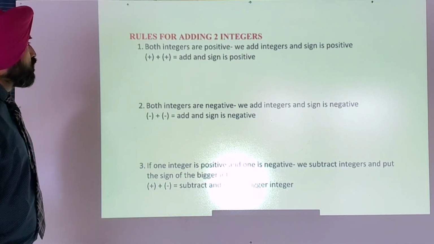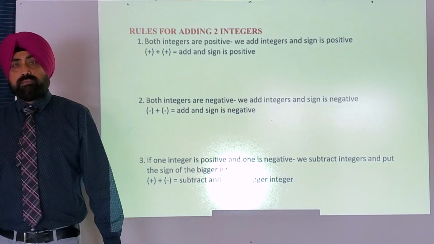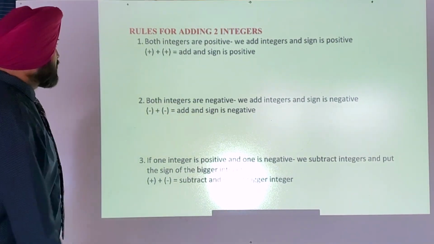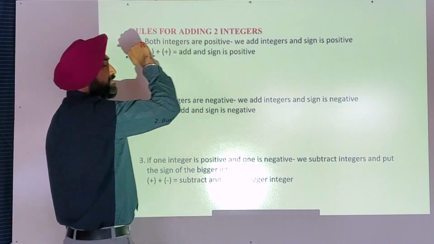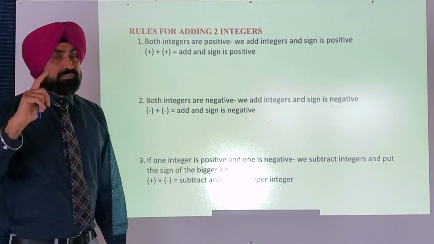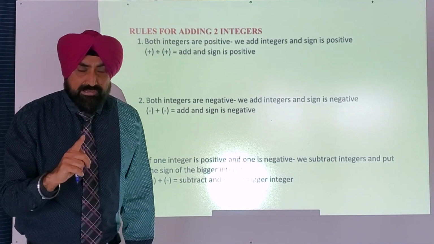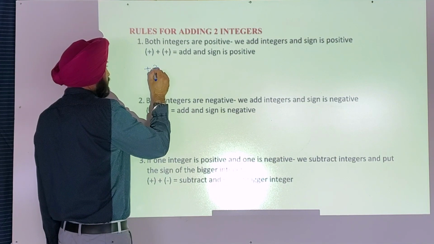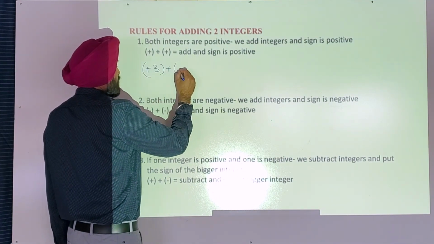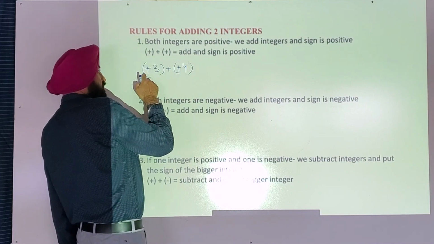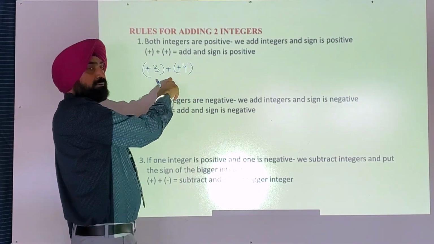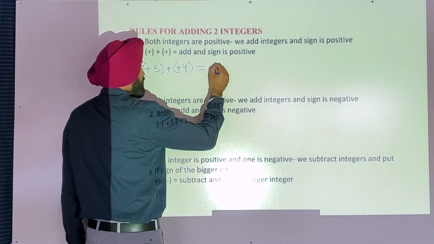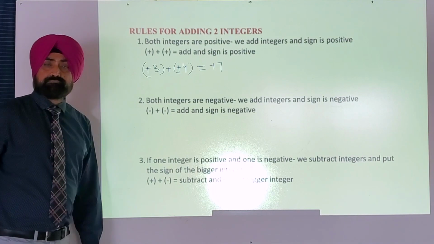Let's learn the rules for adding integers. I basically divided all the rules into 3 categories. The first category is when both integers are positive. When both integers are positive, we add and the sign is also positive. For example, positive 3 plus positive 4. Both integers are positive and the sign between them is the addition sign, so we will add, and the sign is also positive. So that will be positive 7.